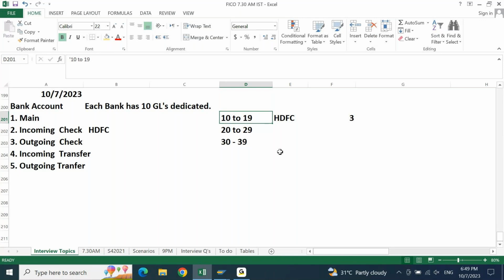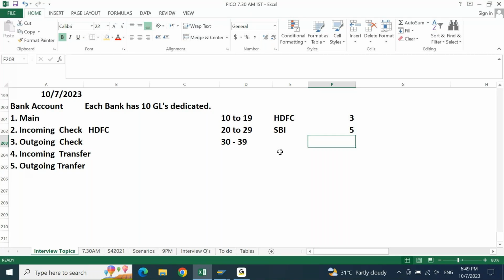Correct? In case of SBI, you are using checks plus transfer, so you will end up creating 5 accounts here. It is not that the transfer account is common and applicable for all bank accounts like a main bank. It is based on the bank. For every bank, there will be a dedicated GL account. Otherwise, BRS cannot be performed.